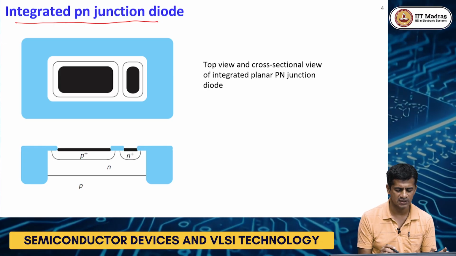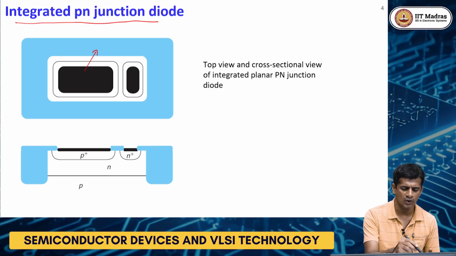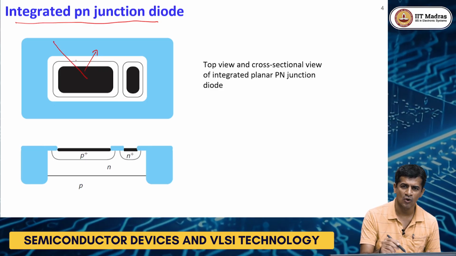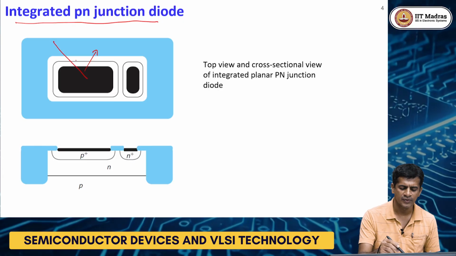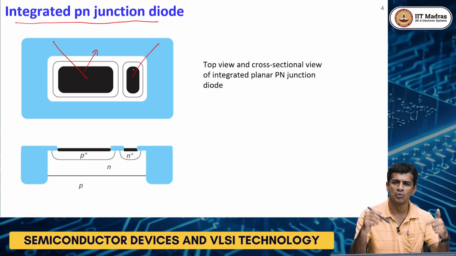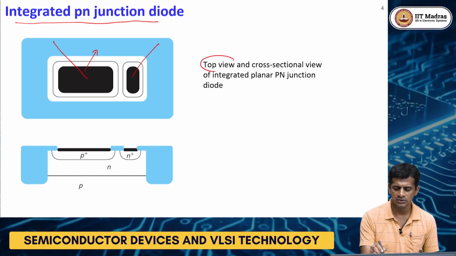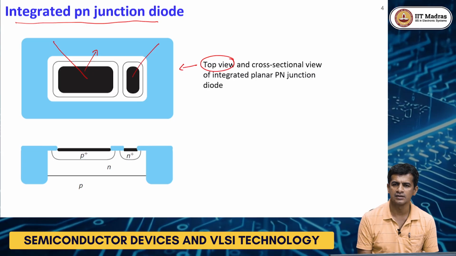On such an integrated block, this is how a PN junction diode looks. For example, this is the top view. You can make a contact here, suppose this is a probe or a solder wiring or a wire bond, it will conduct here, and another will be connected here. So these are the two leads. This is known as the top view of a device.